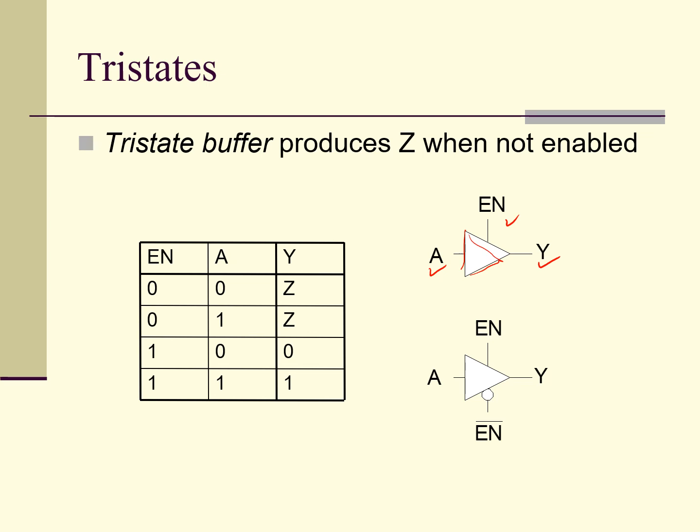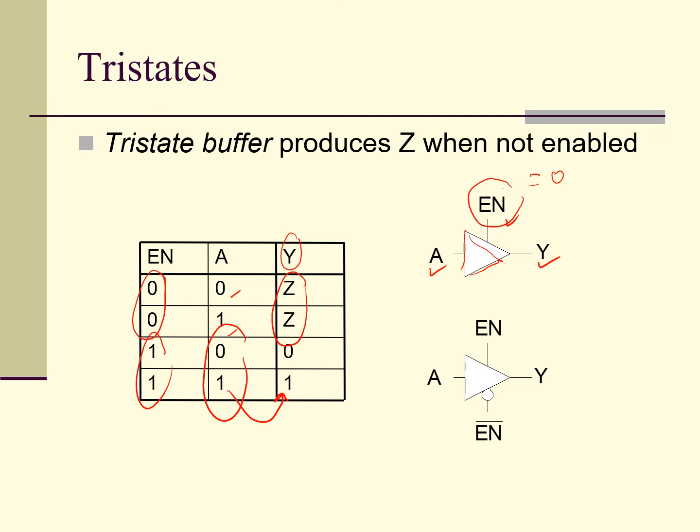So if you look at enable equal to 0, the Y output here will produce a Z output, regardless of the input we have here. But if you have enable equal to 1, then the output will take the input value. So it just checks the enable: if it is equal to 0, then it will give a floating Z.